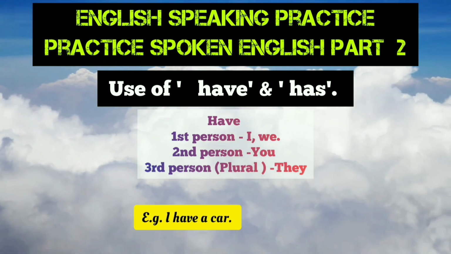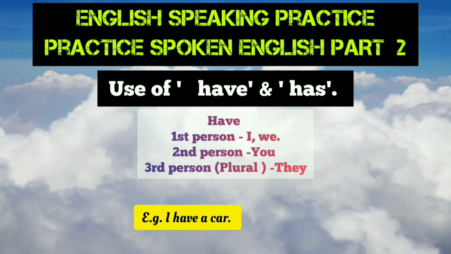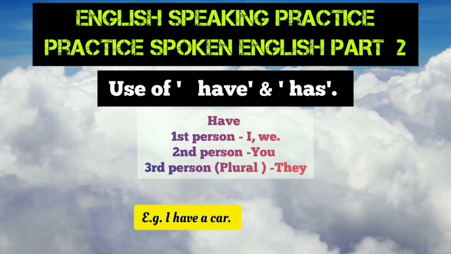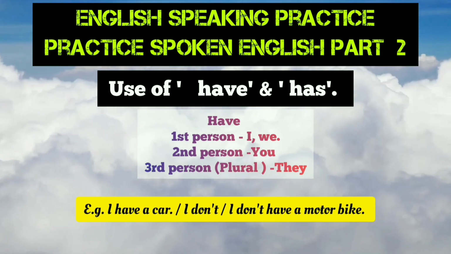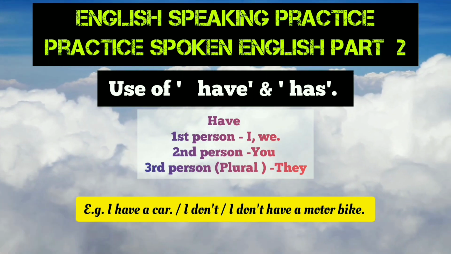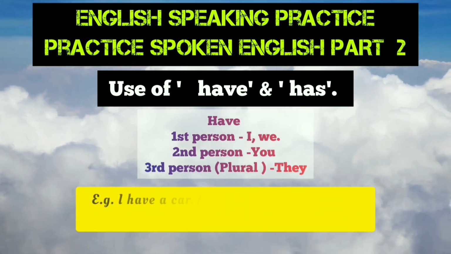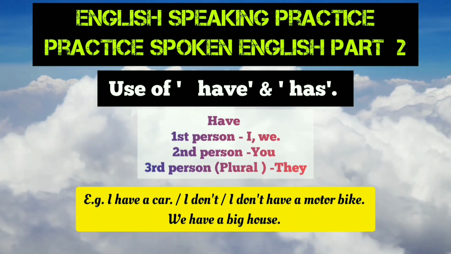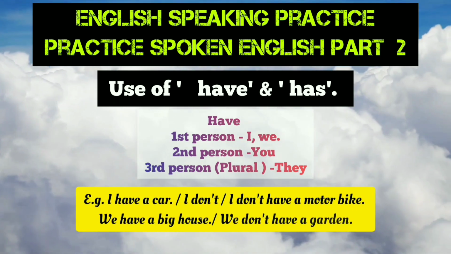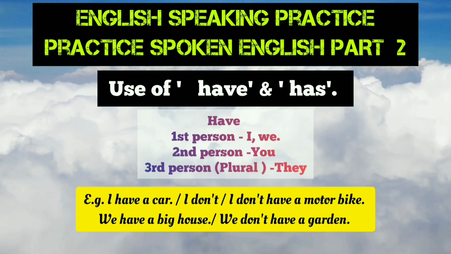I have a car. Similarly, if you want to make a negative sentence, then you have to use don't. I don't have a motorbike. We have a big house. I'm using first person plural, and the negative is we don't have a garden, right? So that's the way you can use it.